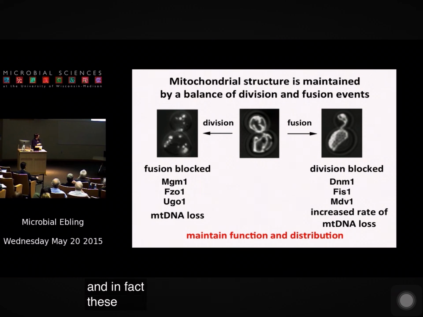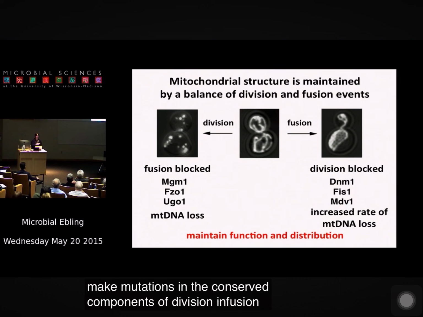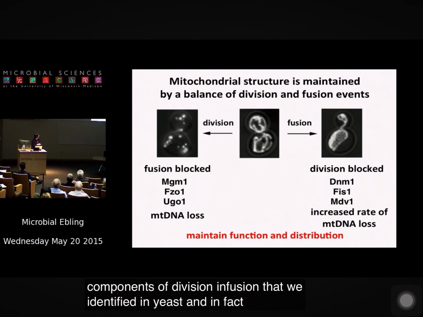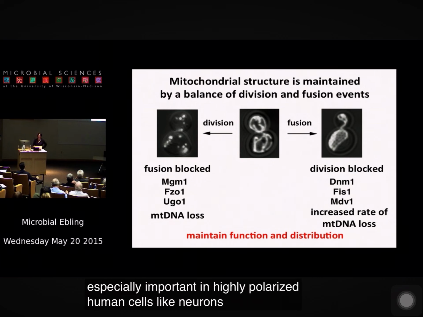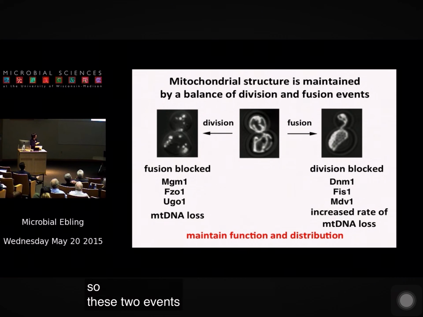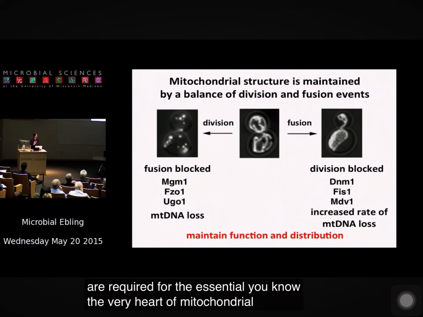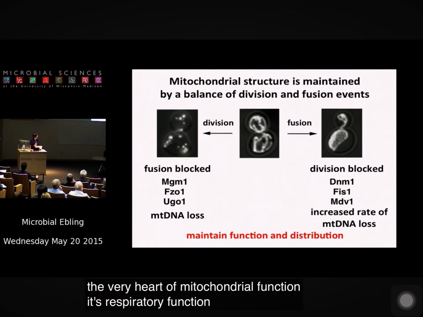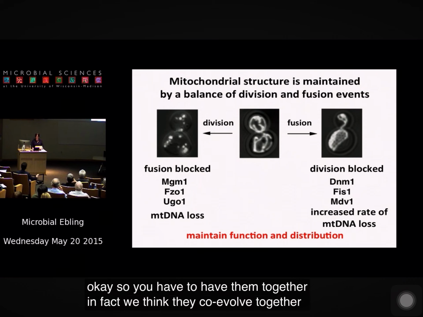And in fact, these phenotypes that you see here are recapitulated in human cells when you make mutations in the conserved components of division and fusion that we identified in yeast. And in fact, mitochondrial division becomes especially important in highly polarized human cells like neurons for the maintenance of neuronal cell physiology and health. So these 2 events maintain this really nice but spread out connected structure and are required for the essential, the very heart of mitochondrial function, its respiratory function. They have to be together, okay? So you have to have them together. In fact, we think they co-evolve together.